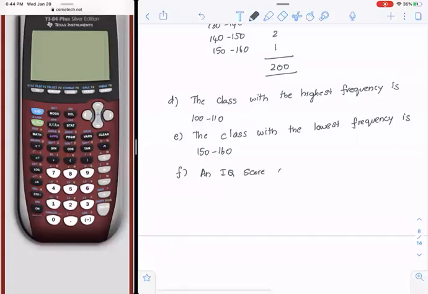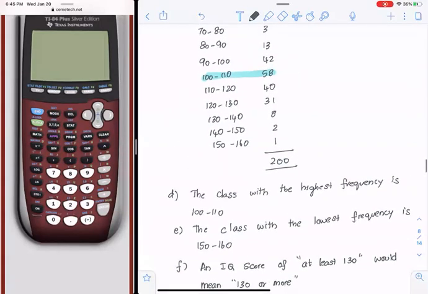An IQ score of at least 130 would mean 130 or more. So we simply have to start with the class that says 130 to 140. So all of those classes have an IQ score of 130 or more.